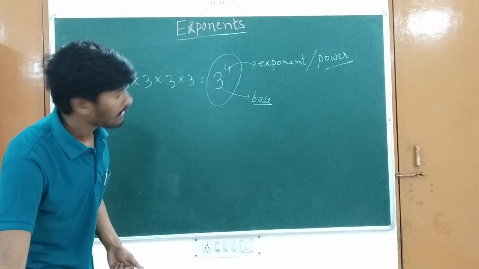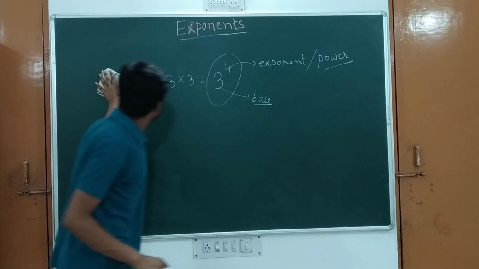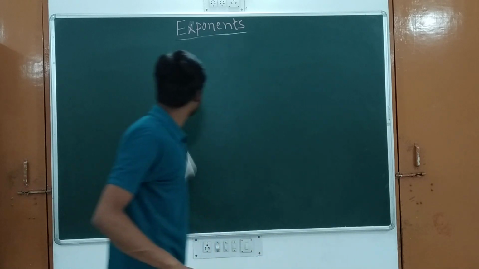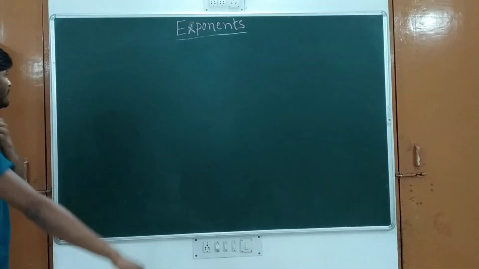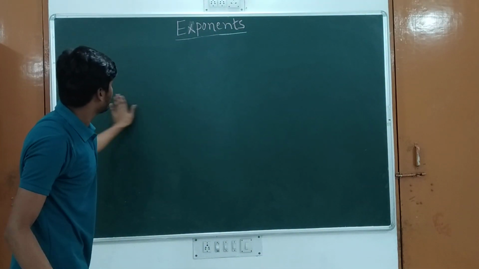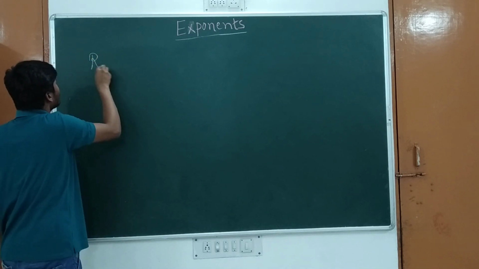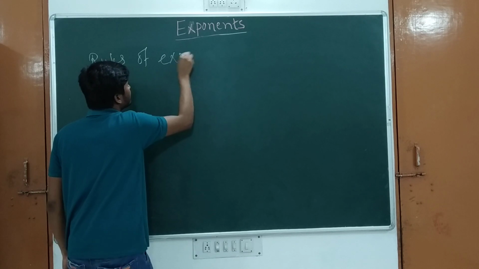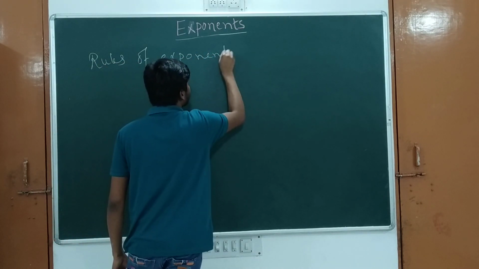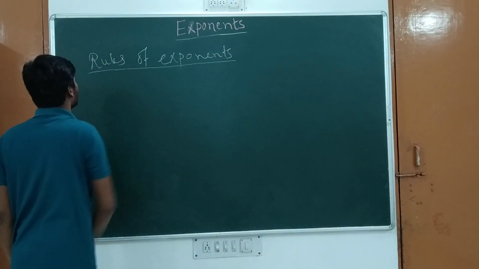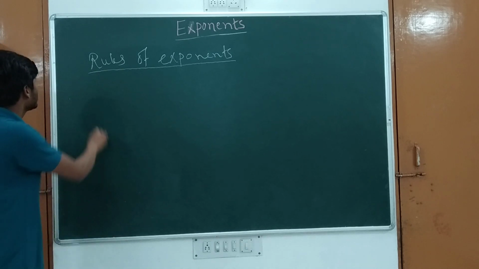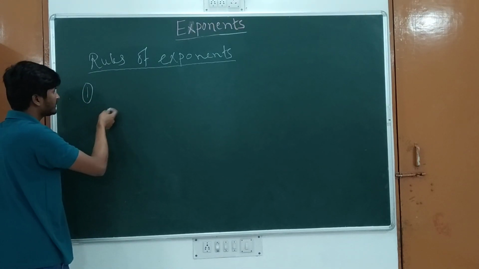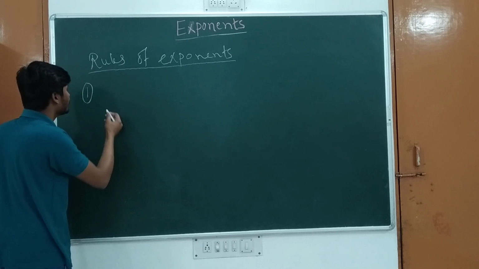Now, there are some rules of exponents that we have already discussed in standard 7. Rules of exponents. First is the multiplication rule. I am writing using symbols, then we will work it out with numbers.